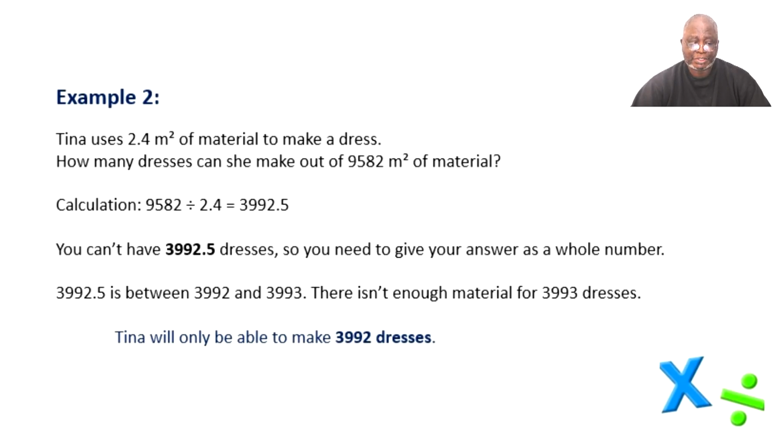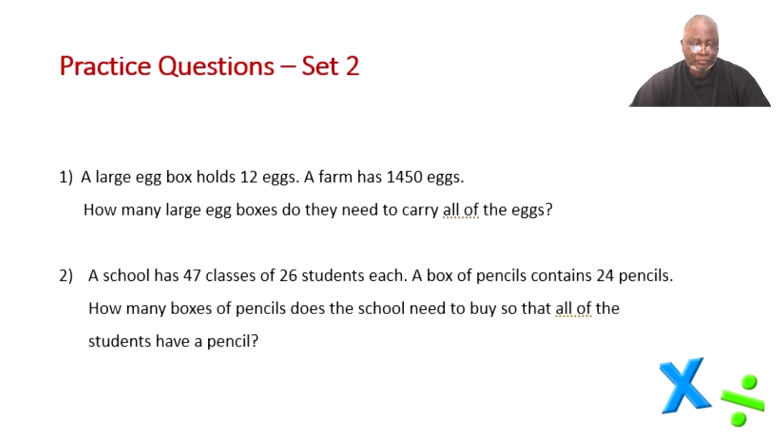3,992.5. But can she make 0.5 dress? Can she make half a dress? No. So what would she do? You need to give your answer as a whole number. So 3,992.5 is between 3,992 and 3,993. That isn't enough material to make 3,993. So Tina will only be able to make 3,992 dresses. Practice questions set 2.